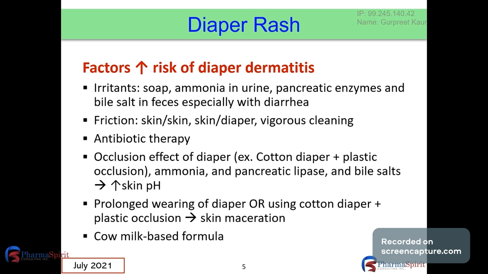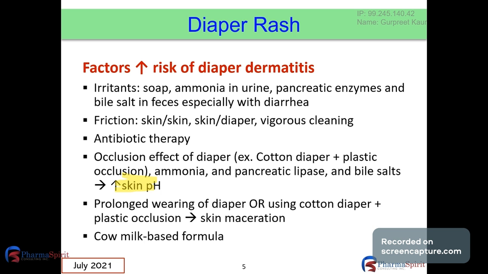Antibiotic therapy increases the chance of skin colonization with Candida. This is one of the risk factors specifically for the Candida, not just for the diaper dermatitis, but mainly for the Candida. The occlusion effect of the diaper. So mothers who are using the old school cotton diaper plus plastic occlusion, the occlusive effect is a risk factor. Ammonia and pancreatic lipase and bile salt, all of these factors will increase the skin pH.